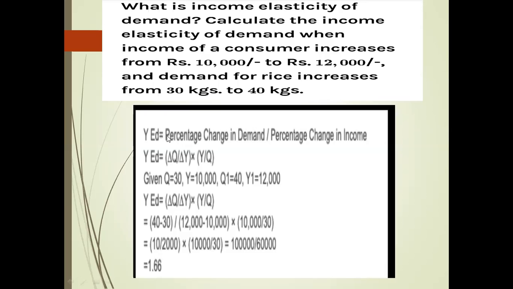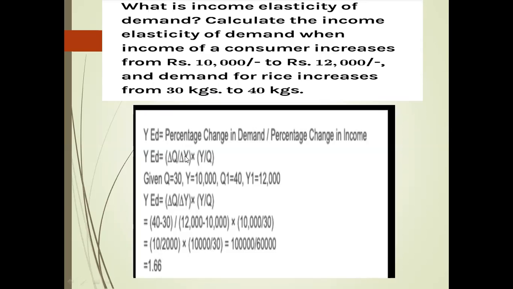So the formula we know: percentage change in quantity demanded over percentage change in income, delta Q over delta Y. When we were learning the formula, we used delta I in place of Y. It doesn't matter, you can write delta I also here, just for indication we were writing. So delta Q over delta Y into Y over Q. Now we need to calculate the change in quantity. Earlier 30 was the quantity and the new quantity is 40, so delta Q will be 40 minus 30, which is 10.